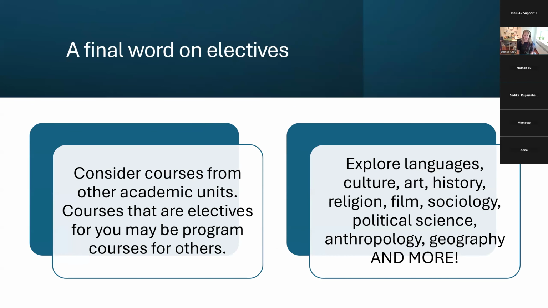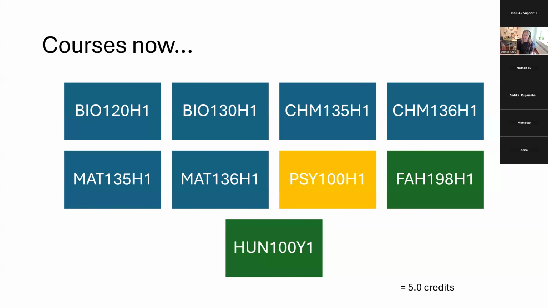Okay, final word on electives. Remember that courses that you take as electives are also highly academic courses. Your elective is somebody else's program requirement. So there's so much here for you. Really explore your options. All right, so going back to my list of courses, so biology, chemistry, and calculus, I know I need to take.